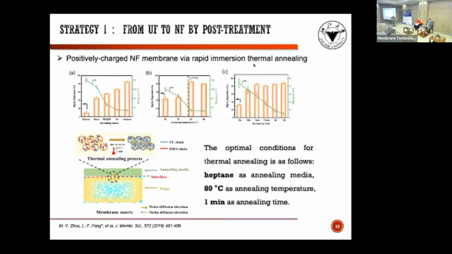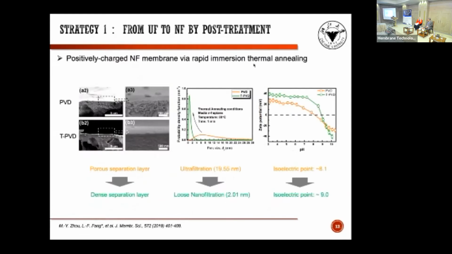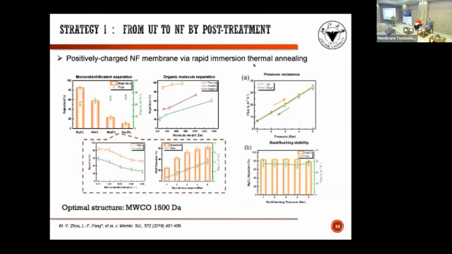The optimal conditions for the thermal annealing are as follows: water as the annealing media, 80 degrees as the annealing temperature, and 1 minute as the annealing time. Here, the surface becomes dense, and the pore size is successfully reduced to the nano size. However, the surface charge does not change a lot, since no extra positive charge groups were formed. The positive charge of the membrane is mainly attributed to the tertiary amide groups.